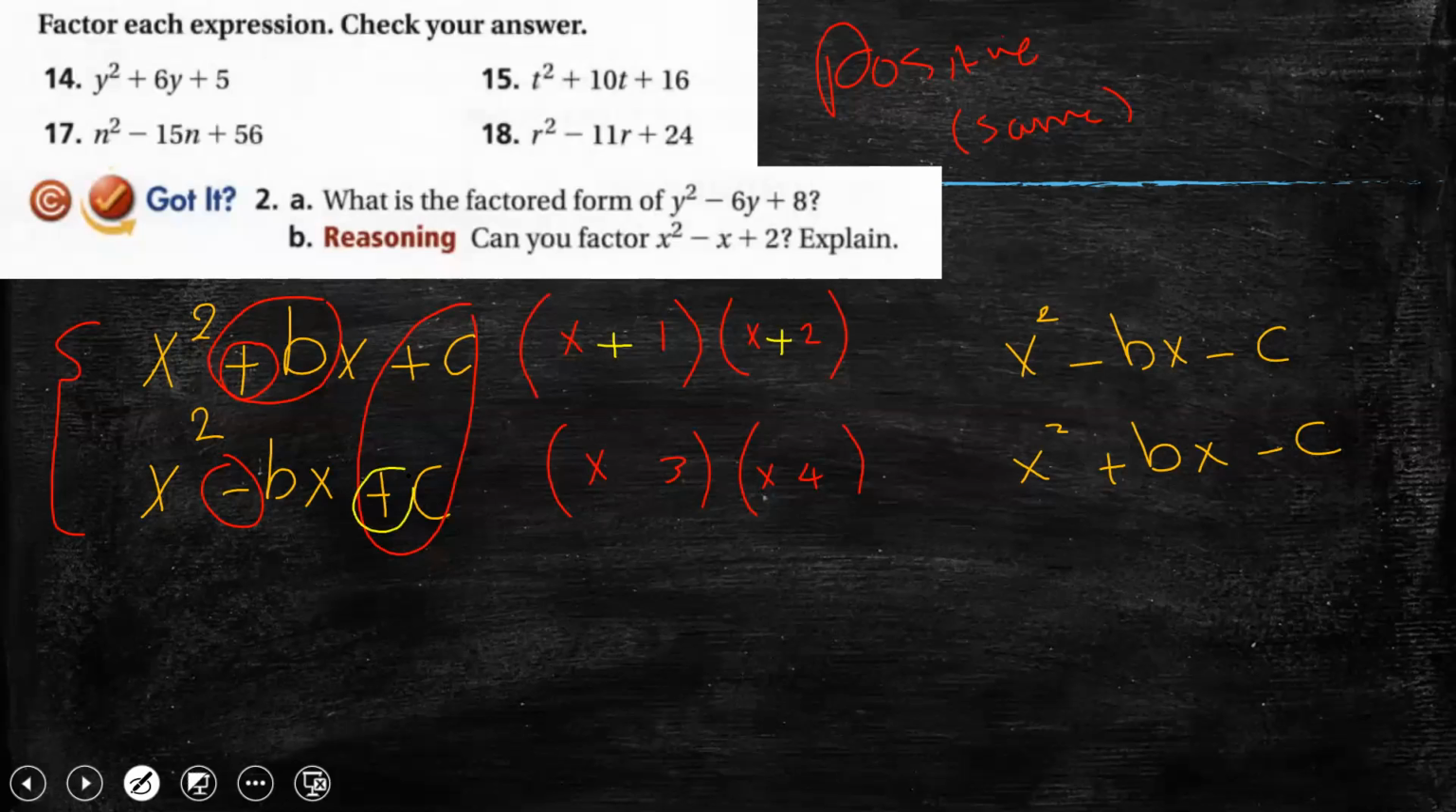Now look at c now. C here has a positive. I told you positive means same. Now, same what? I will look at the sign of b. What is the sign of b here? It's minus. That means I will put same minus. Here, same plus.